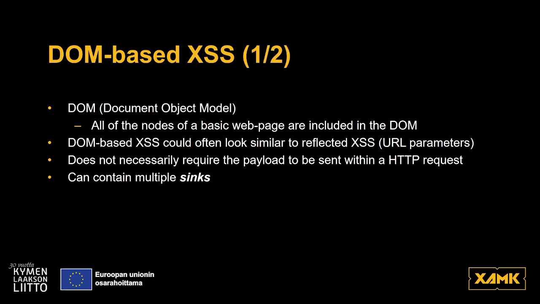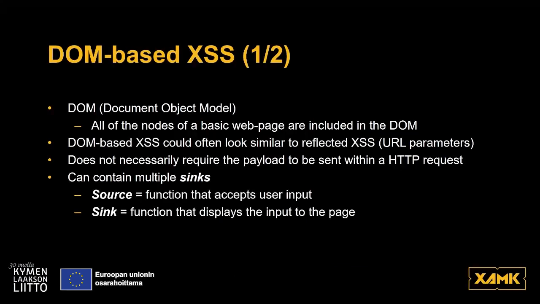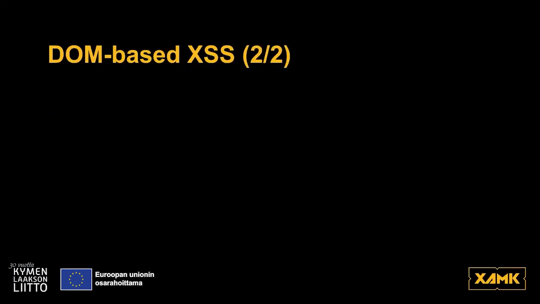But DOM-based XSS can also contain multiple sinks, that they are called. We have sources and we have sinks. Sources is basically where we type our nasty payload into, or rather that sends our nasty payload to the next step. That's called a source. And sink is what displays our nasty payload on the web page. And that's basically a fairly simple concept.